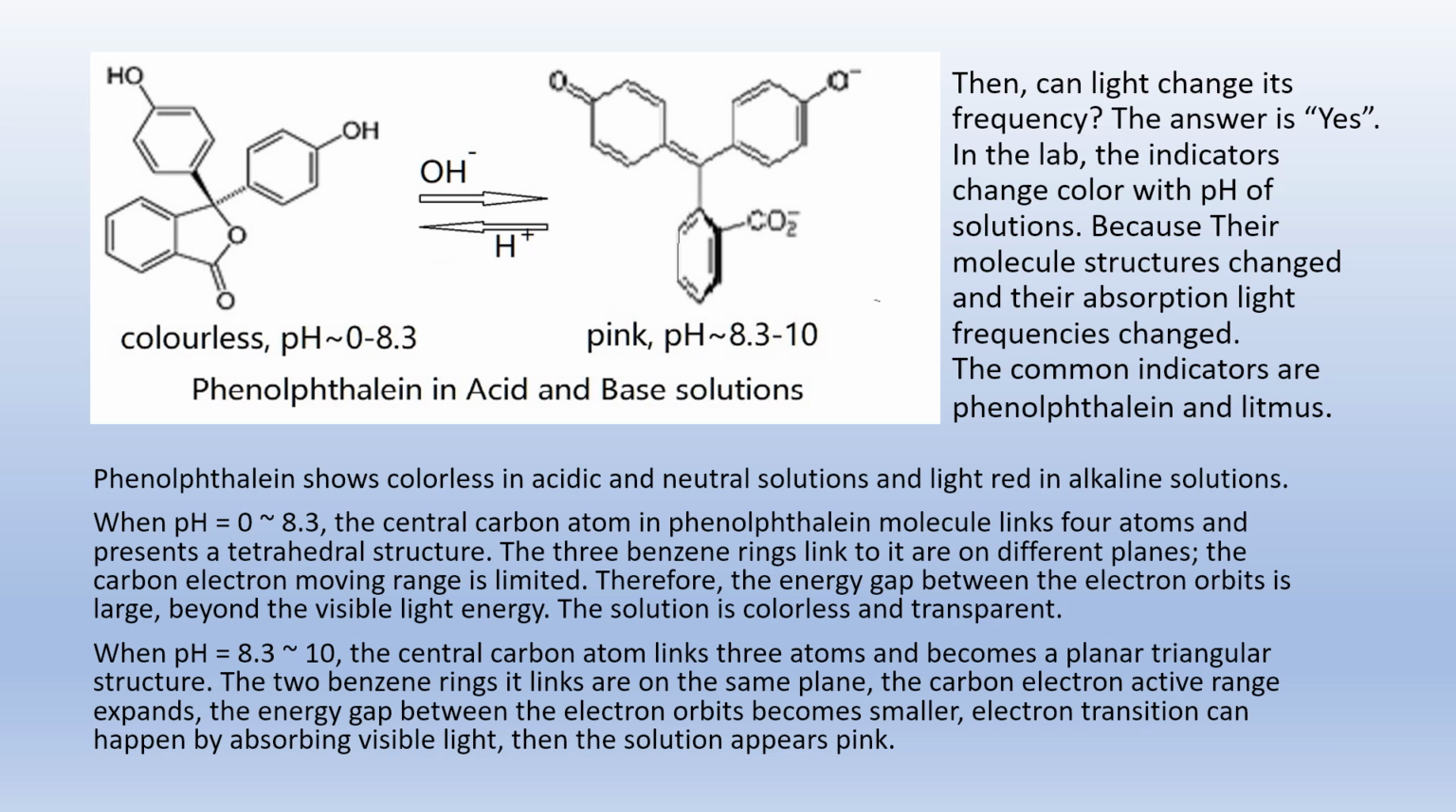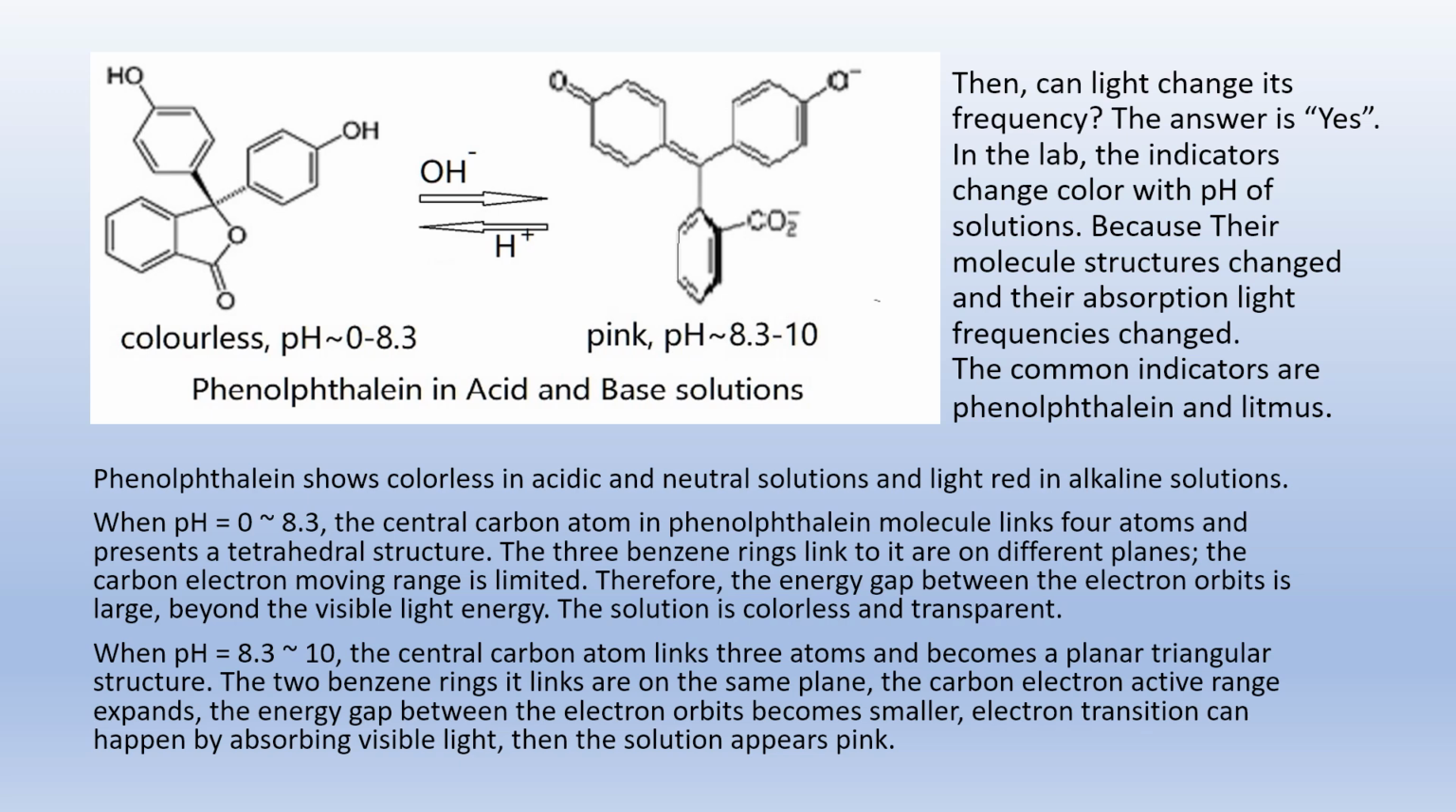When pH is 0 to 8.3, the central carbon atom in the molecule links 4 atoms and presents a tetrahedral structure. The 3 benzene rings linked to it are on different planes. The carbon electron moving range is limited. The energy gap between the electron orbits is large, beyond the visible light energy. The solution is colorless and transparent.